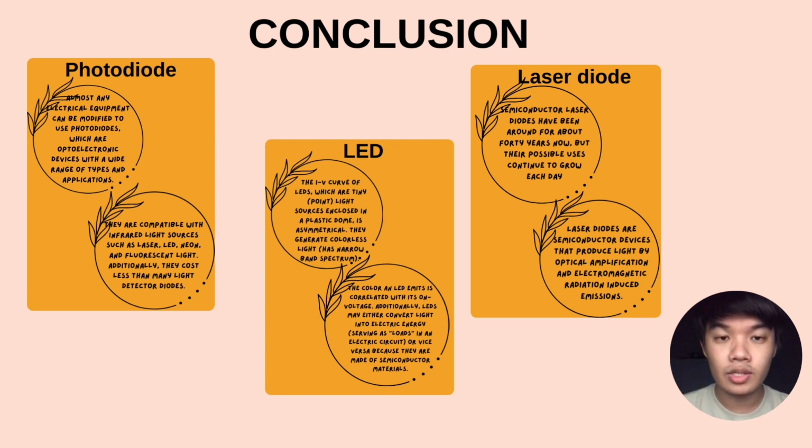Second, about LED. The IV curve of an LED, which is a tiny point light source enclosed in a plastic dome, is asymmetrical. They generate colored light with a narrow band spectrum. The color an LED emits depends on the voltage. Additionally, LEDs may either convert light into electric energy, serving as a load in an electric circuit, or they are made of a semiconductor material.